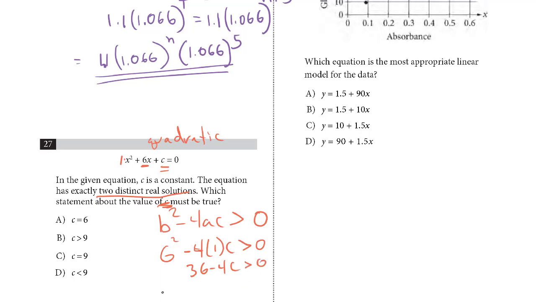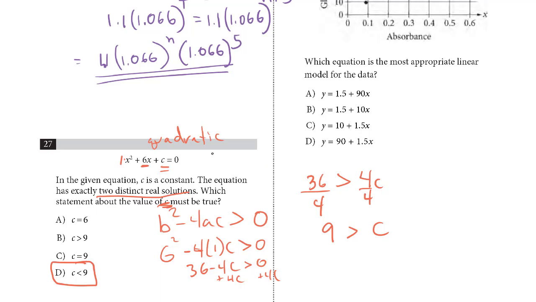Adding 4c to both sides, 36 is greater than 4c. Divide through by 4 on both sides. 9 is greater than c, or c is less than 9. C is less than 9. D is the correct answer.